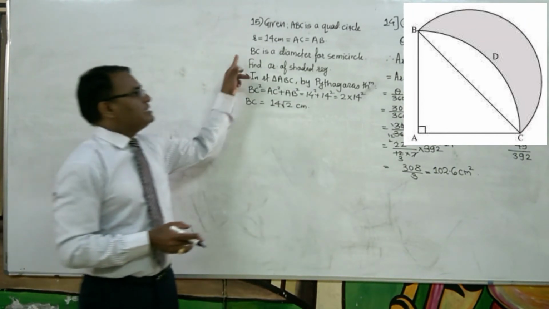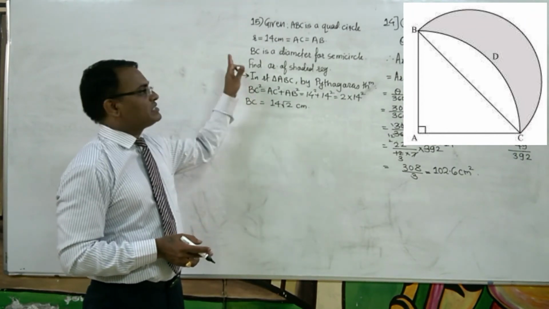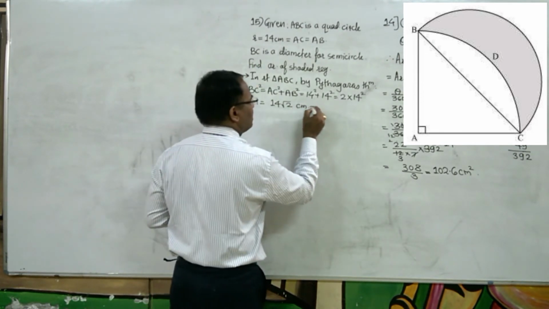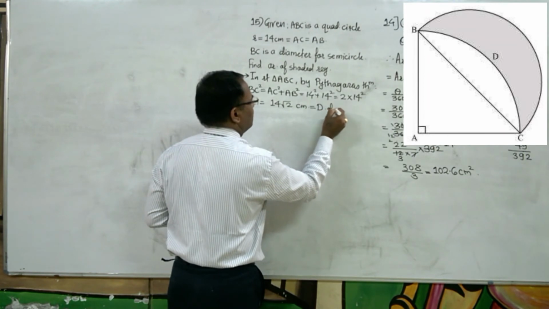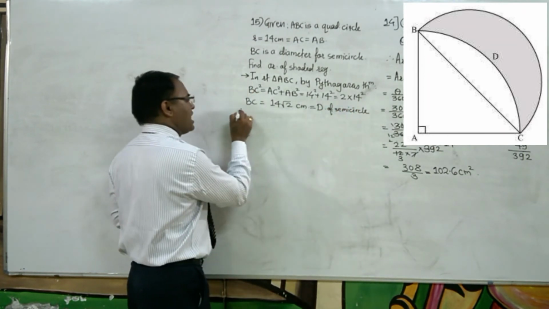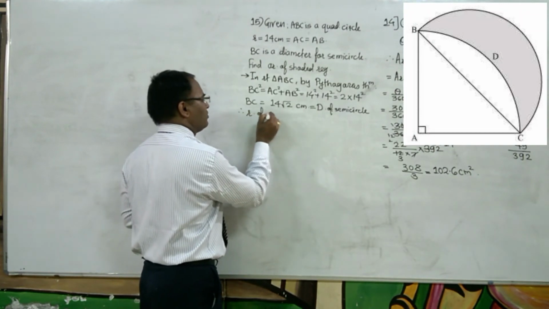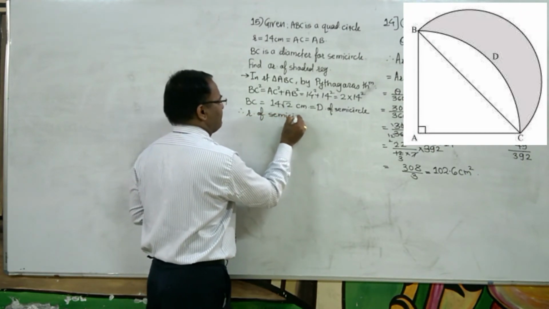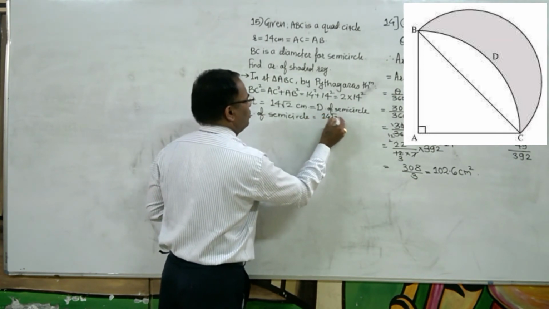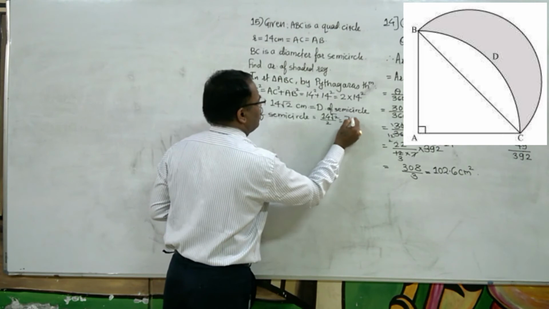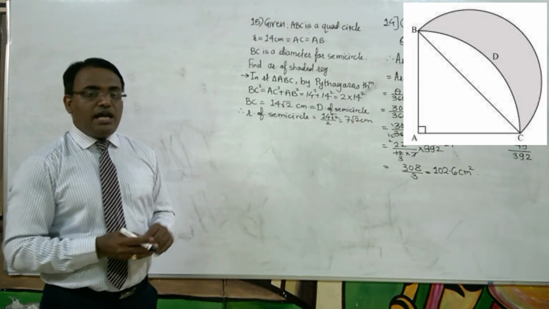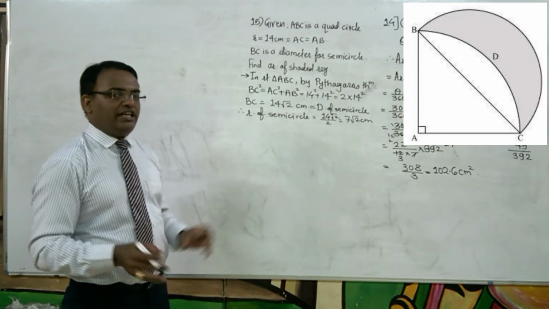Now what? BC is a hypotenuse as well as the diameter of the semicircle. Okay, this is nothing but D of semicircle. Therefore, what is R of semicircle? It will be 14 root 2 upon 2, that is nothing but 7 root 2 centimeter. Is that okay? Now we'll talk about the shaded part.